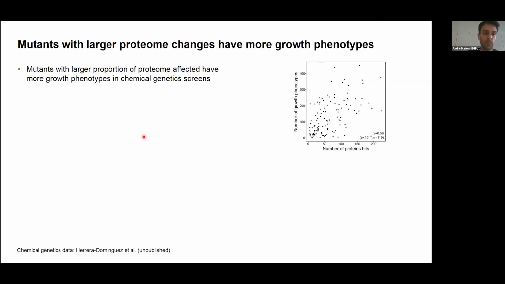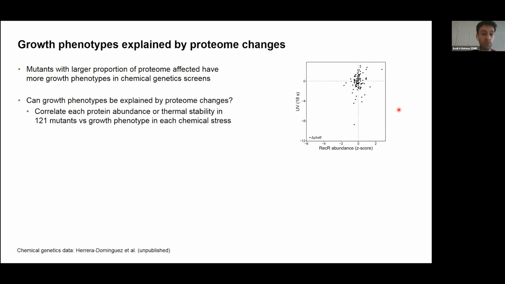And finally, we decided to combine our data with previously acquired growth phenotypes. So these mutants have been profiled across hundreds of chemical and environmental perturbations. And the first thing we see is a correlation between how perturbed the proteome is. So if a mutant leads to a high number of proteins changing in abundance or thermal stability, it also tends to lead to a higher number of growth phenotypes. So if the proteome is already perturbed to a large level, any external perturbation tends to lead to a growth phenotype.